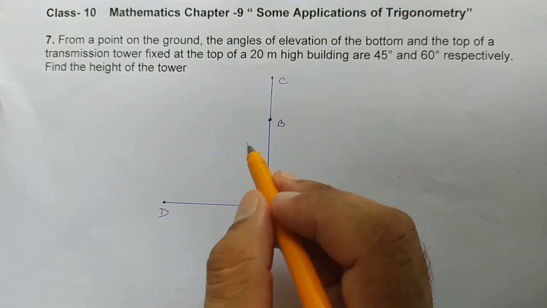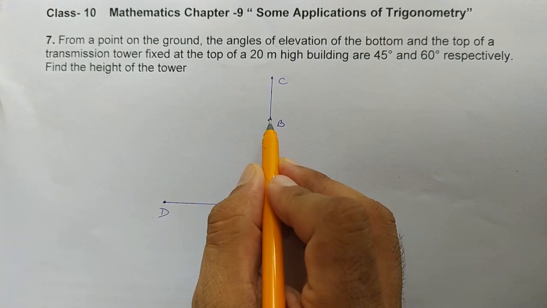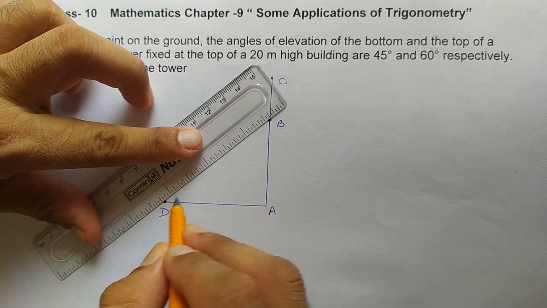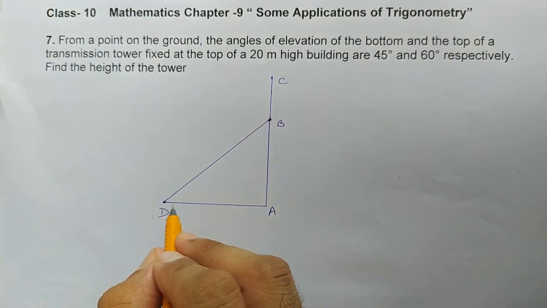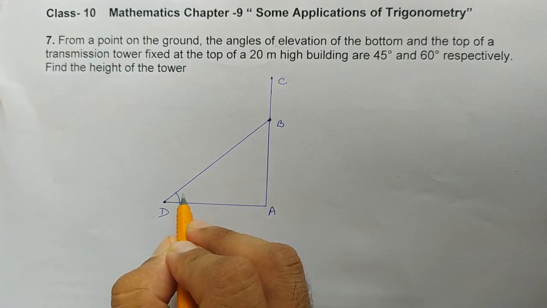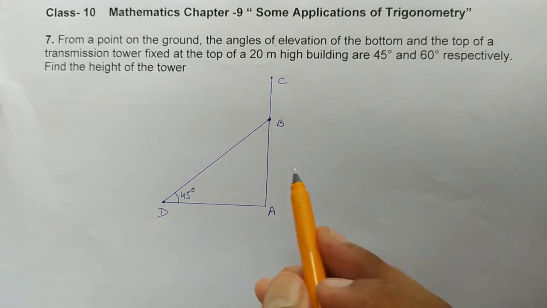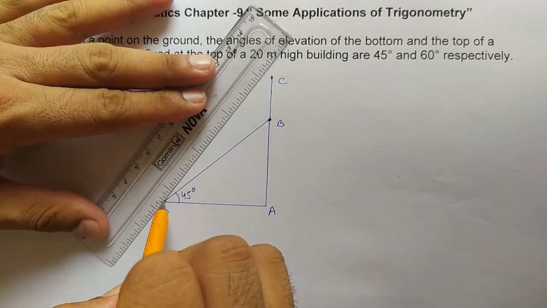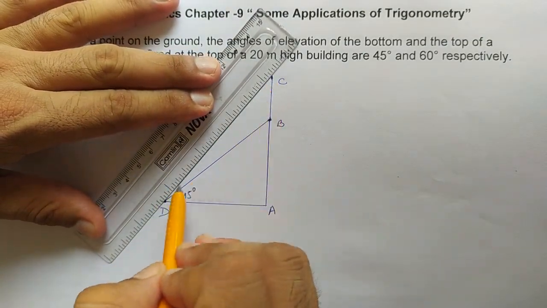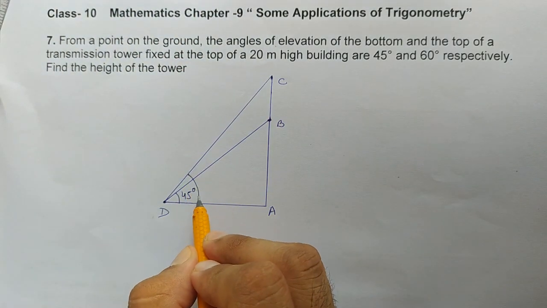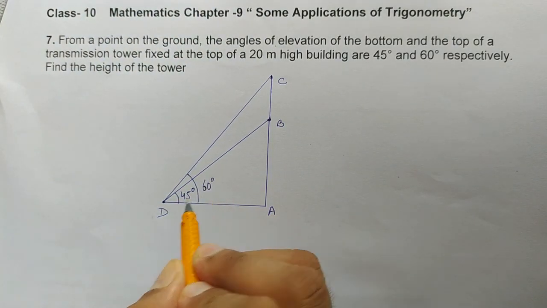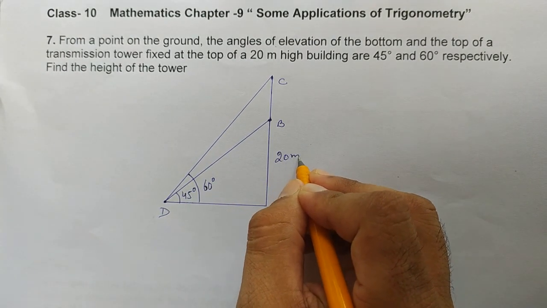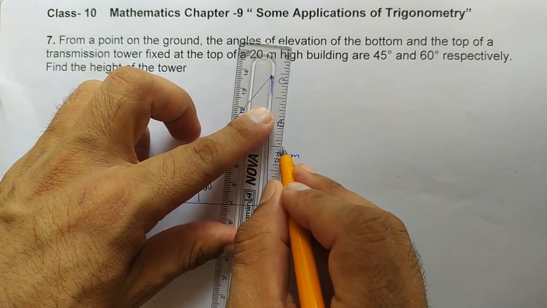60 degree. So see here, from this point, if you see the bottom of this transmission tower, this is the ray of sight, right? And this is horizontal. So this angle is given to you as 45 degree. And now if you see the top of this transmission tower from this point, then this will be your ray of sight, right? And this is horizontal. So this angle is given to you as 60 degree, right? The building here is 20 meter, given. So this height is 20 meter.